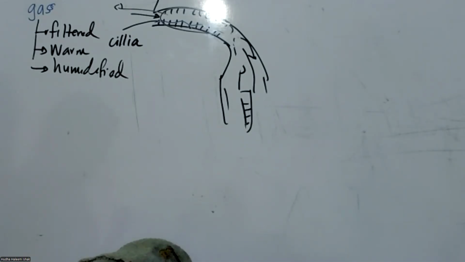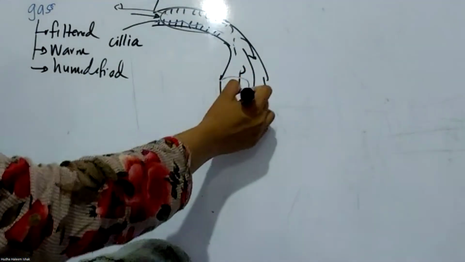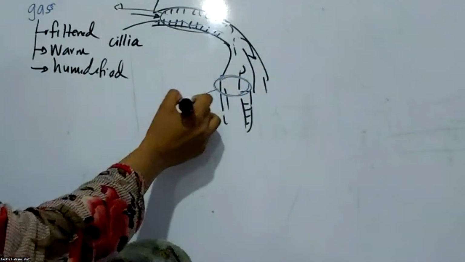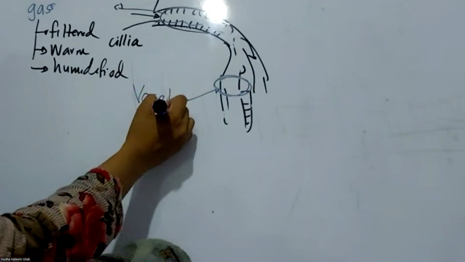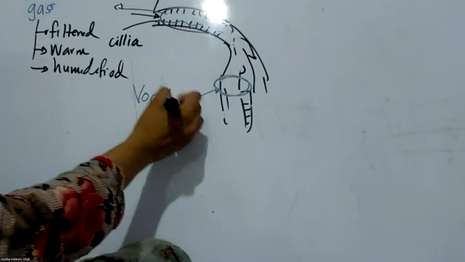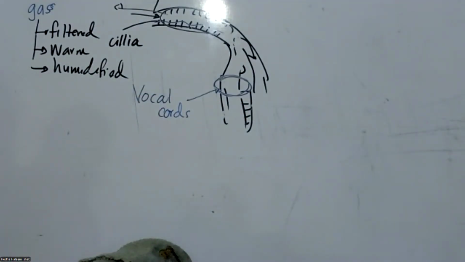The larynx has the vocal cords, which are made up of large elastic bands. What is the larynx having? Vocal cords. What are the vocal cords made up of? Large elastic bands. So these vocal cords help to produce sound.